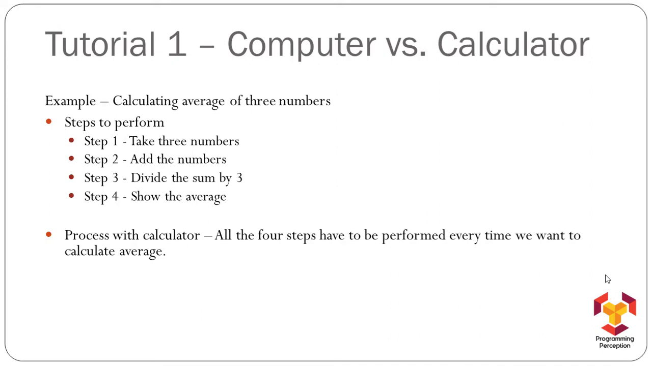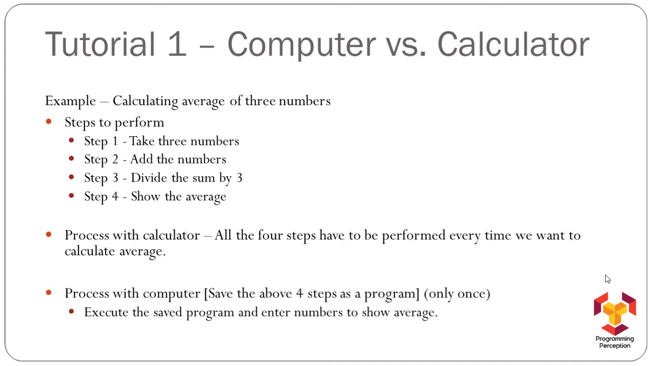Now let's see the same scenario for the computer. Now in computer, there is one step that we have to perform only once. Now what's that step? The most crucial one. This is to save the above 4 steps as a program. Yes, of course, these 4 steps can be saved in computer in form of a program. And then later on, we have to execute that program only. So once we have saved these 4 instructions inside computer, then after we need not execute these steps. In fact, we need to execute that saved program.